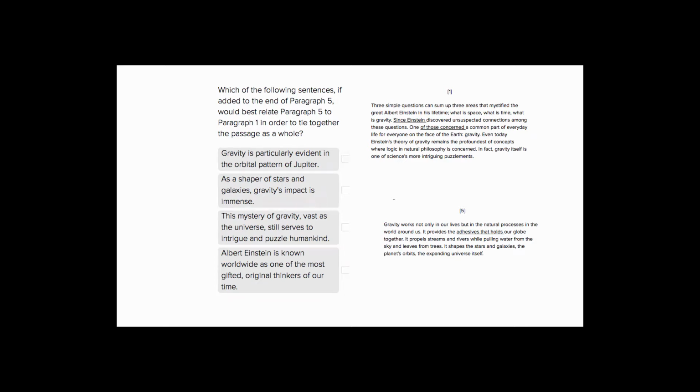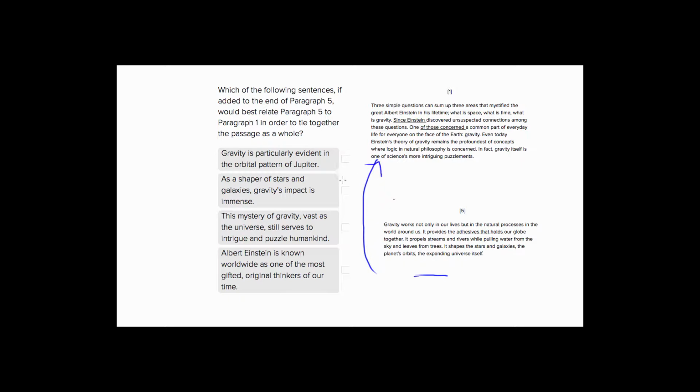The question is asking us which sentence, if added to the end of paragraph 5, so here at the end of the passage, is going to be the best way to tie it back to our first paragraph. So we want to find a good way to reference the first paragraph, but also effectively conclude the passage. So let's look at our answer choices.